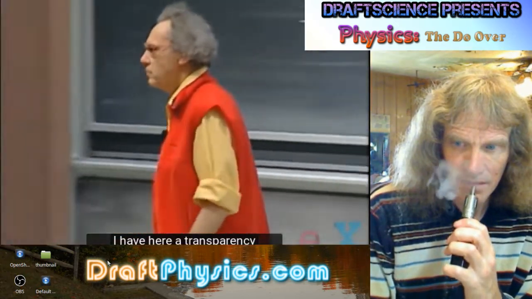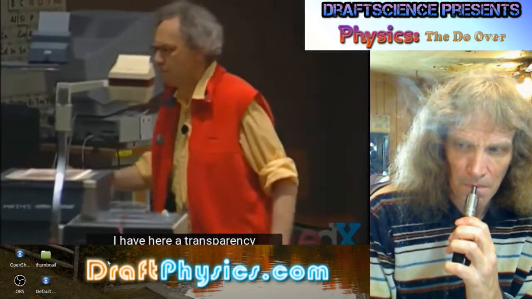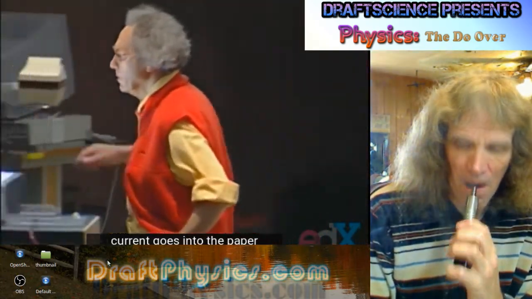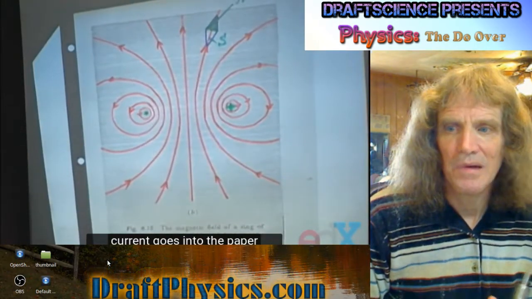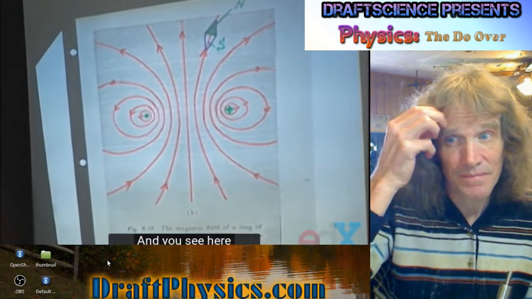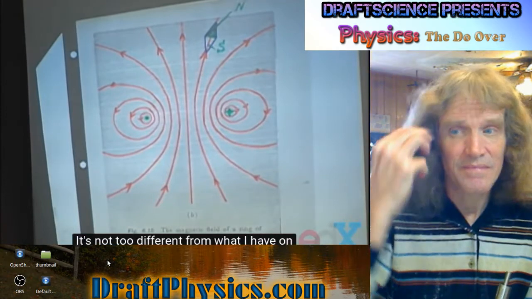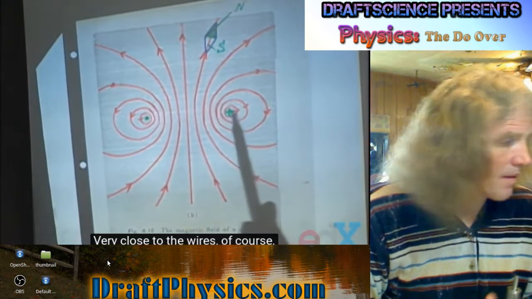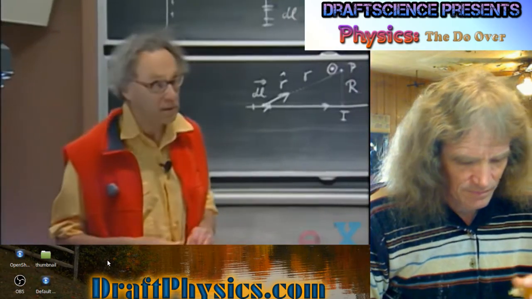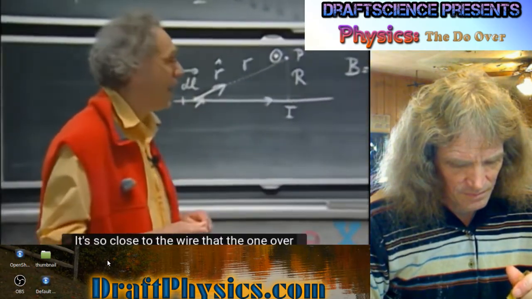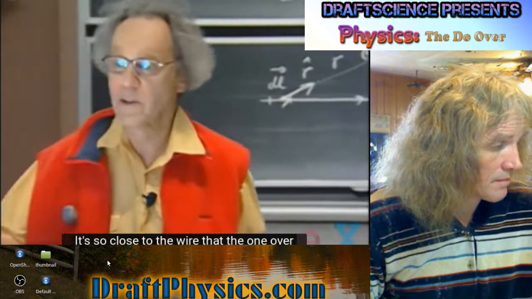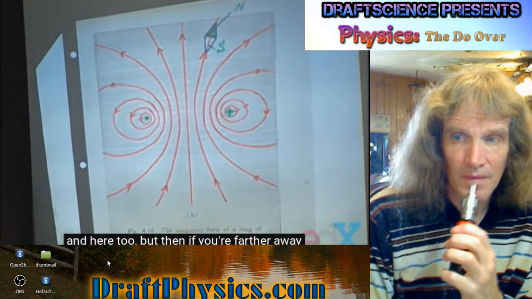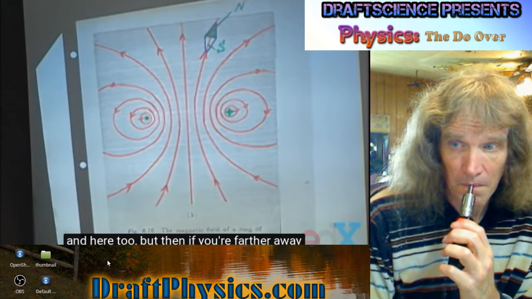I have here the transparency, and you see there on the right side the current goes into the paper, and here it comes out of the paper. It is a circular loop, and you see here the field line configuration. It's not too different from what I have on the blackboard there. Very close to the wires, of course, you get circles, because the 1 over r dominates there. You're so close to the wire that the 1 over r relationship makes it come out like circles, and here too. But then, if you're farther away, you get configurations like I have there.